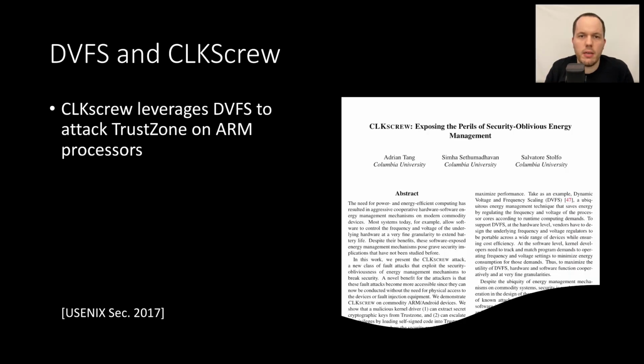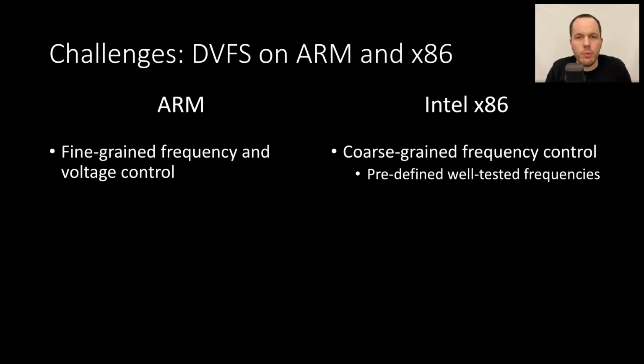A similar attack was shown possible 3 years ago here at USENIX Security by the Clockscrew paper that managed to influence the execution of a TrustZone environment inside an ARM processor of a mobile phone. However, it is challenging and non-trivial to perform the same attack on an x86 processor, as ARM and Intel processors have a number of differences.